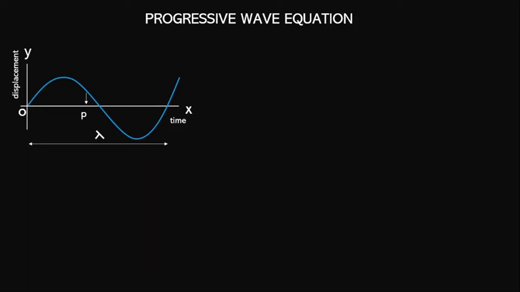Let's now look at the progressive wave equation. We've already looked at what the graph looks like. Now, we can see that there's a new arrow over here that we are representing with P. What is this P?